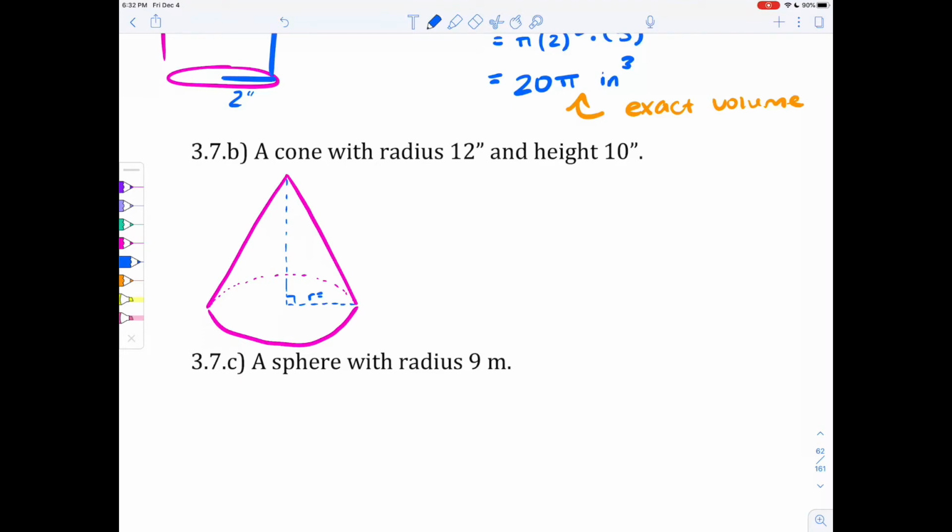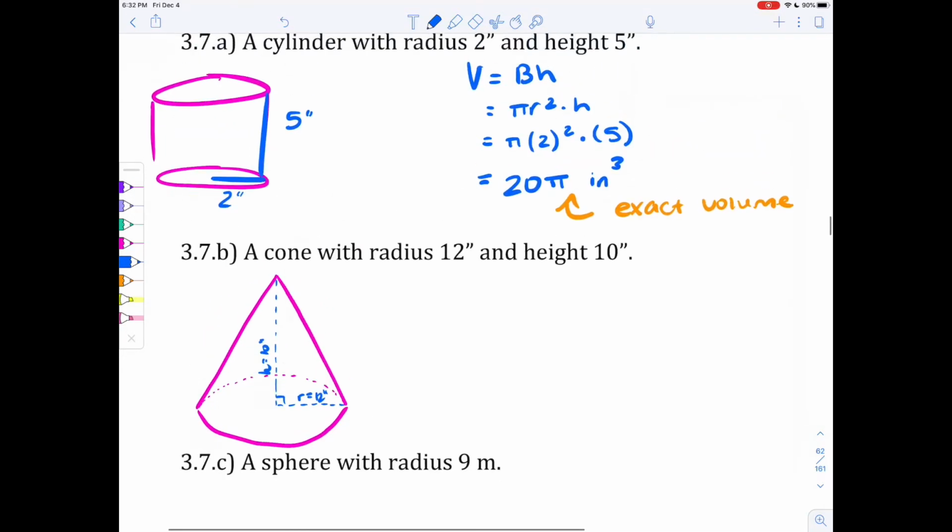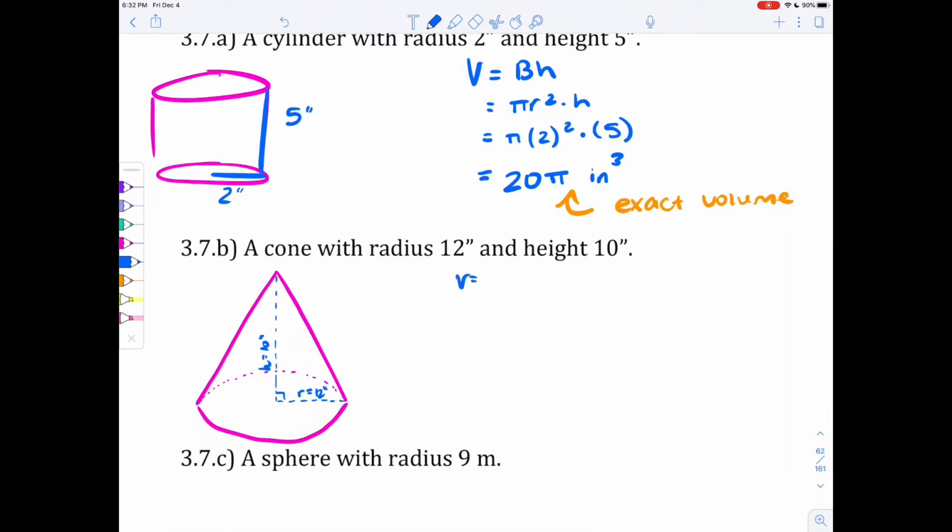R equals 12 inches. And this height, actually I don't need to write it. Oh, it's too late. I'm doing it. And this height is equal to 10 inches. And then we'll do all the things. Volume is equal to 1/3 area of the base times height, which in this case is 1/3 of pi r squared times h. And then we just substitute in everything we know. 1/3 times pi, radius is 12 squared, and then height is 10.